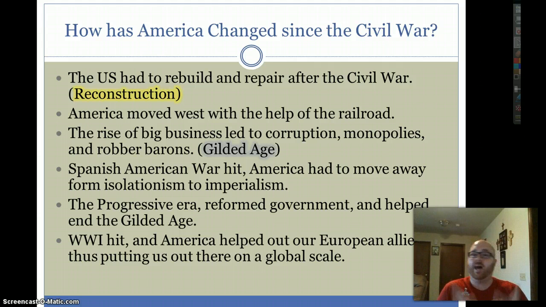So after Reconstruction, America moves out west. We have the Wild Wild West. The big help of the West was the railroad, specifically the Transcontinental Railroad from Omaha, Nebraska to Sacramento, California. It's going to really bring America together. Along the west, we had cattle drives, driving cattle from Texas all the way up to Kansas City and Chicago, the rail centers up north.